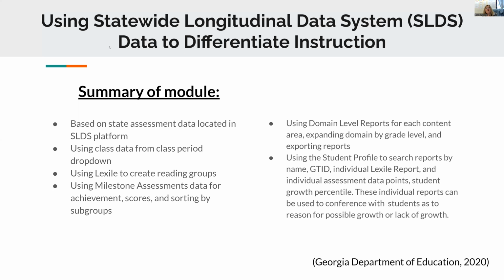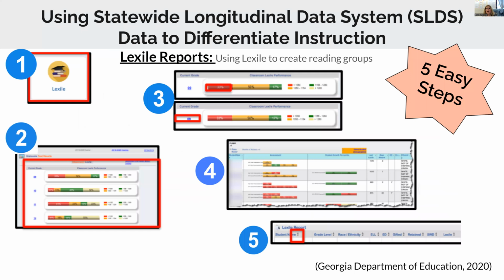So we'll talk about the Lexile level first, and they have 5 easy steps for working with the Lexile. The first one is, number 1, go to your SLDS platform and click on the Lexile tile. Number 2, go to the grade level Lexile band, and it's going to populate based on the grade level of the student. So you can see that highlighted where I've got number 2.